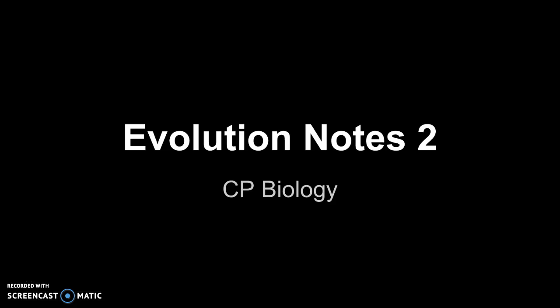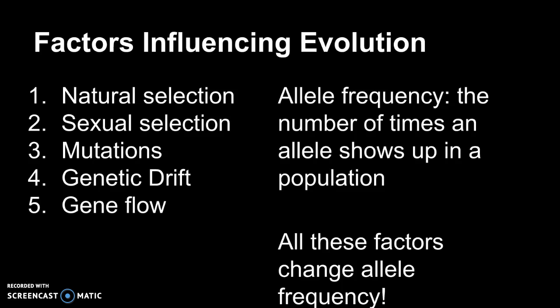So we've already discussed the 4 pillars of evolution, and in class we're going to discuss a little bit more about natural selection and how natural selection is going to select in a certain environment. And so now we're going to discuss a little bit more about how we evolve. So we're going to talk about those factors influencing evolution. So we have 5 factors that influence evolution. We have natural selection, a big one again, sexual selection, mutations, genetic drift, and gene flow.